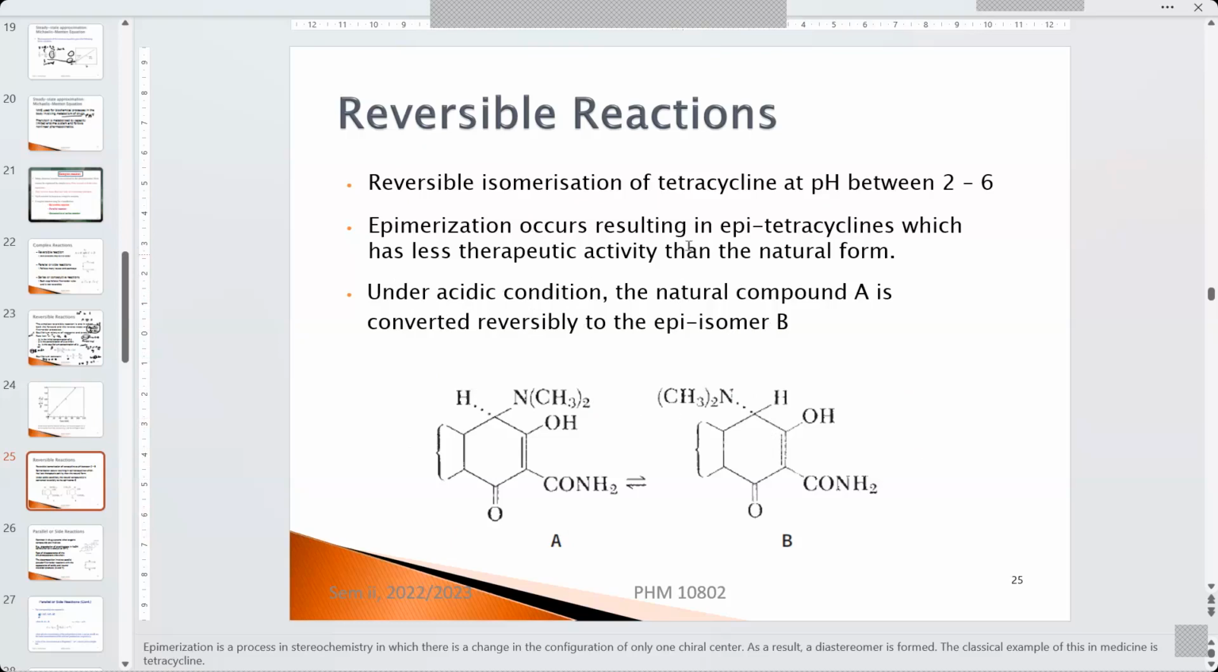So what is the problem of such an epimerization reaction? It will lead to loss of therapeutic activity. So the drug may not be effective. So we don't want this to happen. We want to keep it at conditions where this reaction doesn't happen.